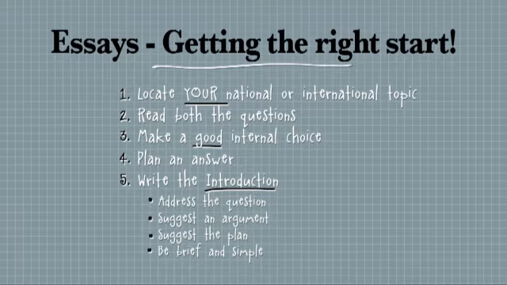Read both questions that you're presented with in your topic. So if you're doing the American National Study, for example, there'll be two questions. Read both of them, and make a good internal choice there. Make sure you pick the one that you are going to be able to do the best with. Plan an answer. Don't pick up your pen and start writing. You must plan an answer. Everything else that follows from here comes from planning an answer.